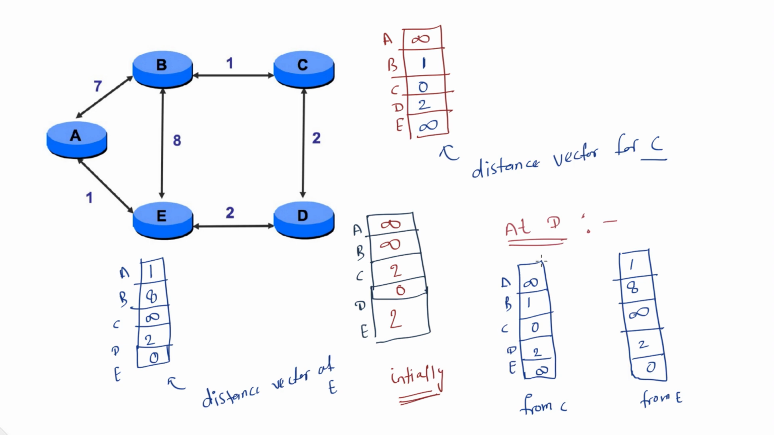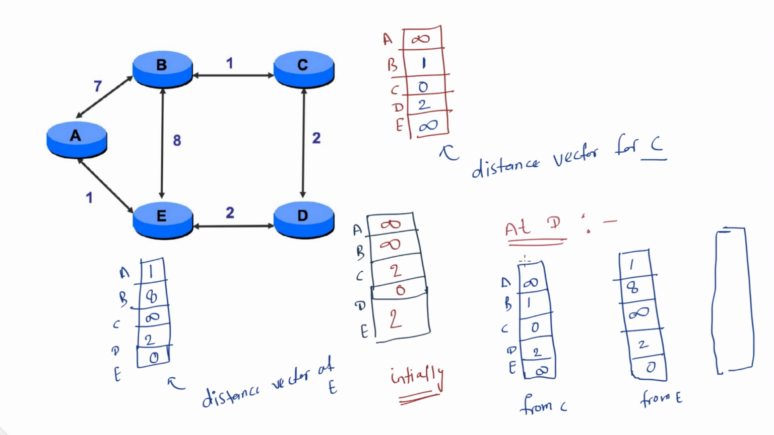It means that at D, I will be having two vectors. From C, if I want to go to A, then I have to incur the cost of infinity. And from E, if I want to go to A, then I will incur the cost of 1. So these vectors are telling what the costs are if you go from E, and what the costs are if you go from C. Now based on that, D will compute its new vector, right?